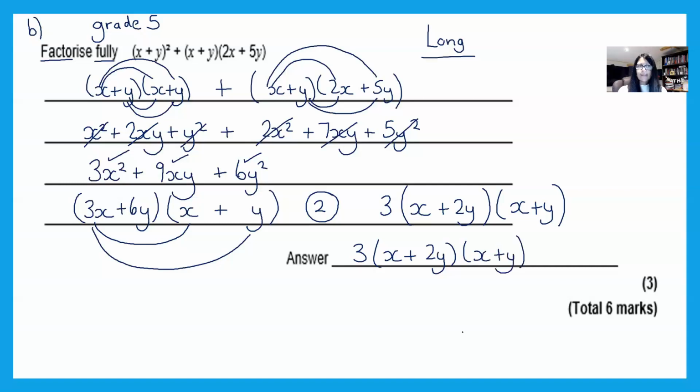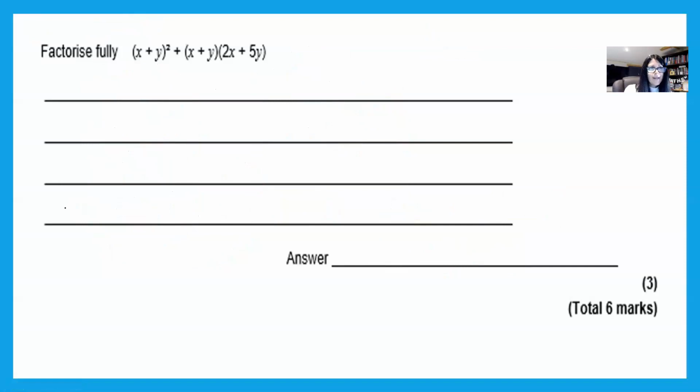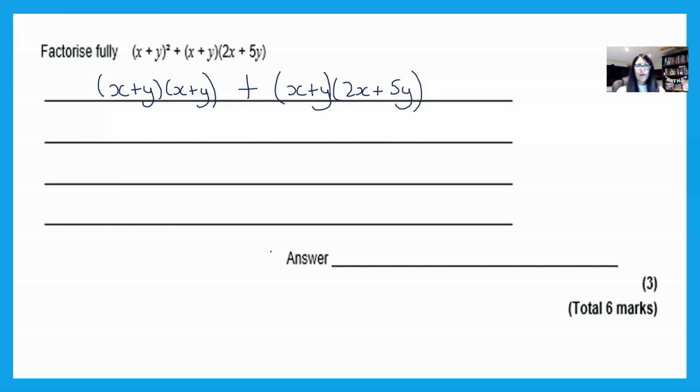So not easy. Okay, I'm going to show you the quicker way now, or slightly quicker way. It just cuts out one of those lines. So back to the question again. Right, again, I'm going to write it out in full. (x plus y)(x plus y) plus (x plus y)(2x plus 5y). Line there.